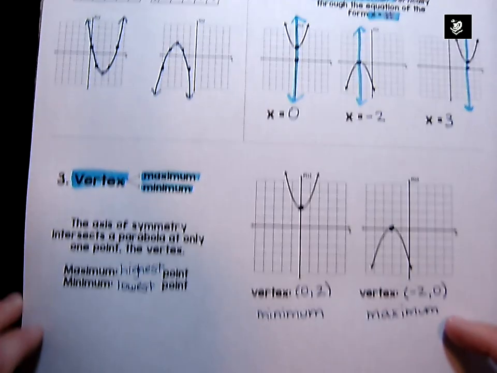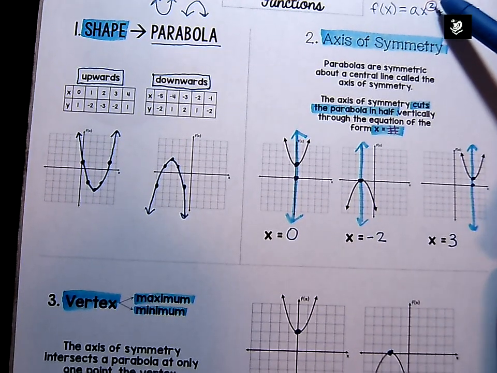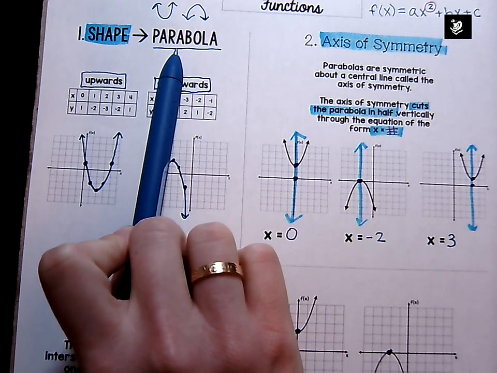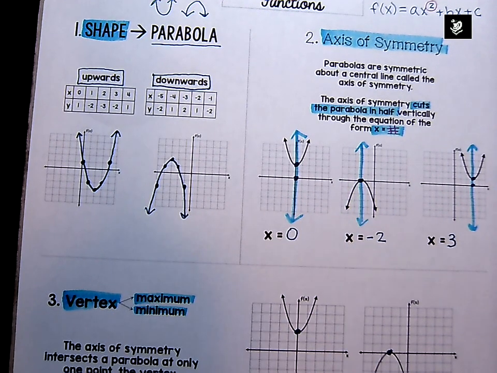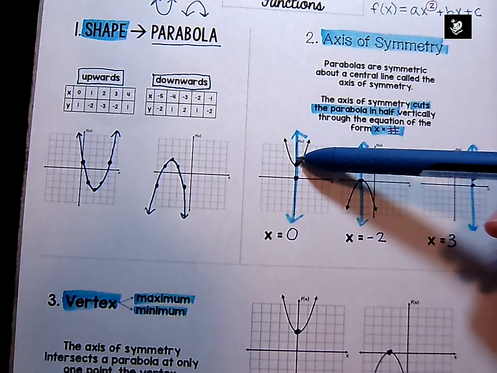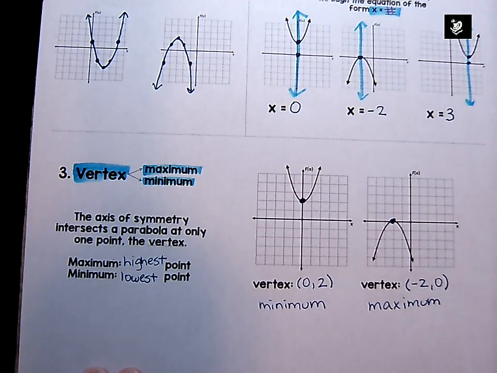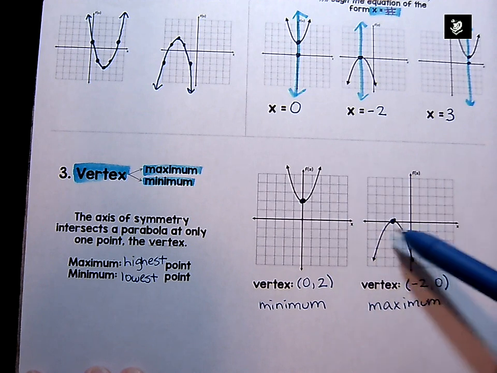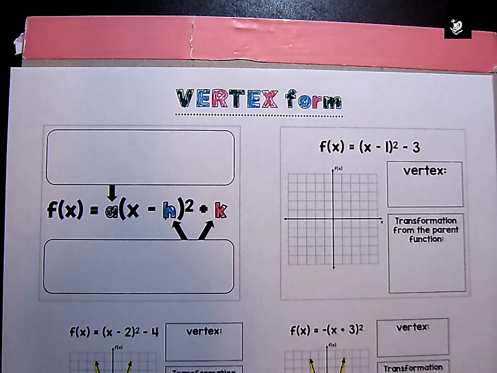So just to recap, every quadratic function is something that has a squared in it. They form what are called parabolas, and they either open upwards or downwards. Every parabola has an axis of symmetry, a line that goes straight through the vertex and cuts it in half. And the vertex can either be a minimum, which is the lowest point, or a maximum, which is the highest point. So now that you know the main pieces of a quadratic function, we're going to focus on how to graph them. And in order to graph them, we're going to use vertex form.